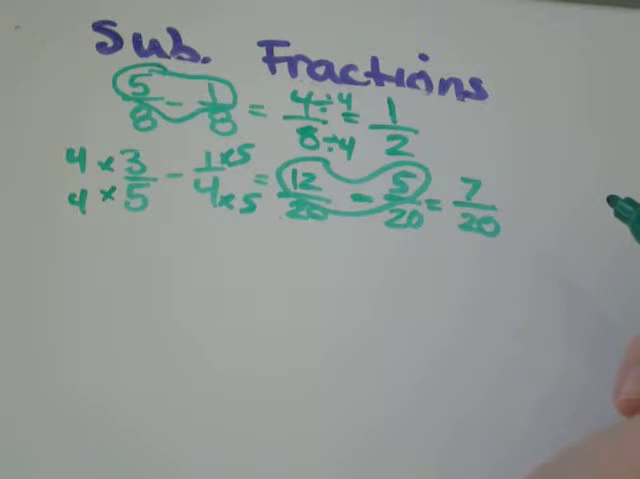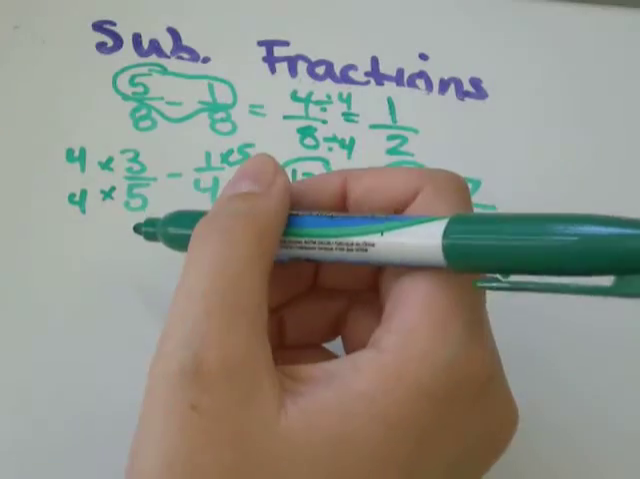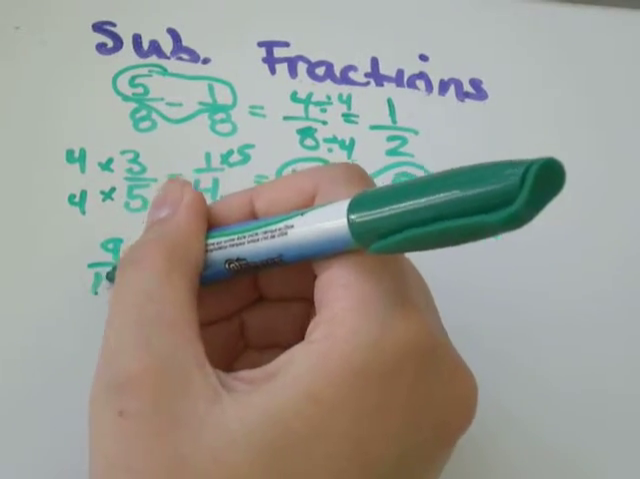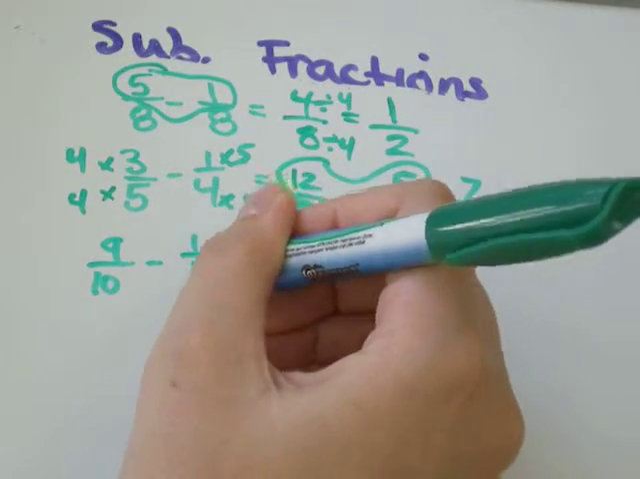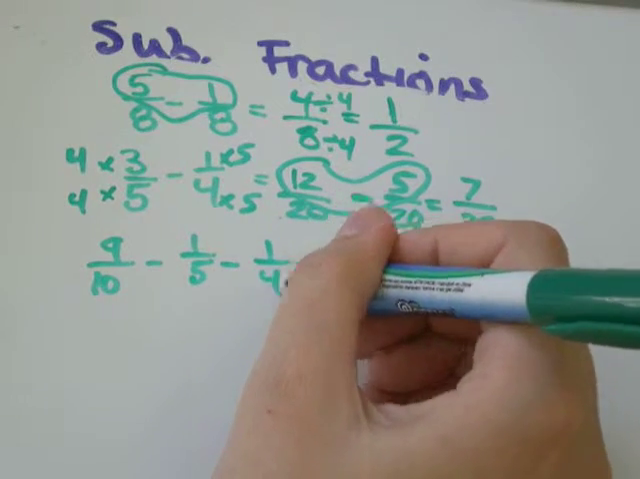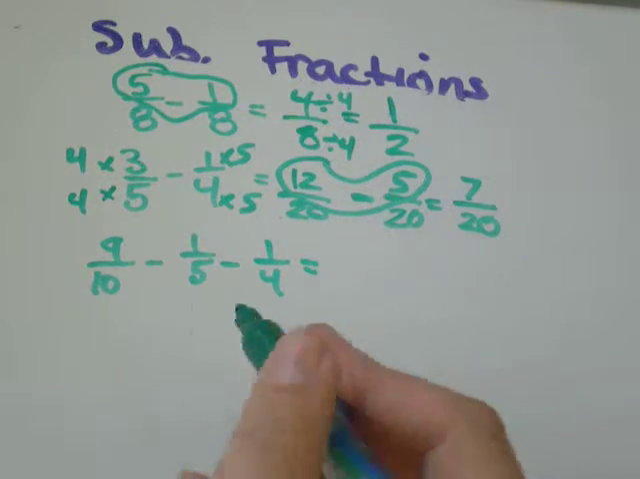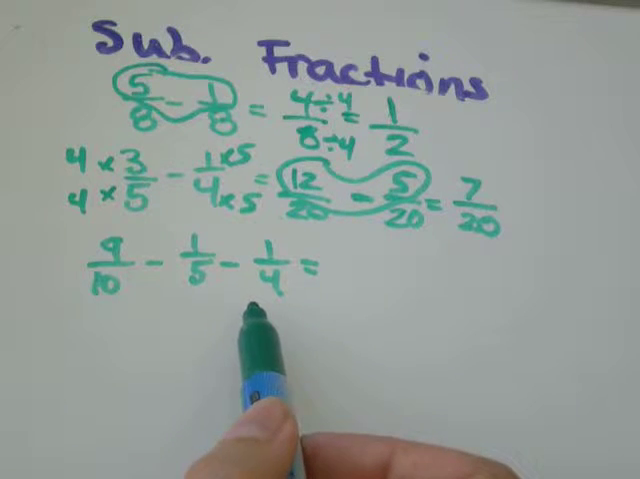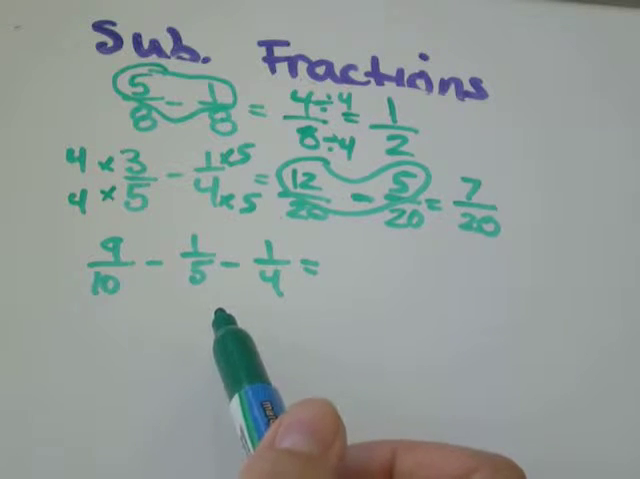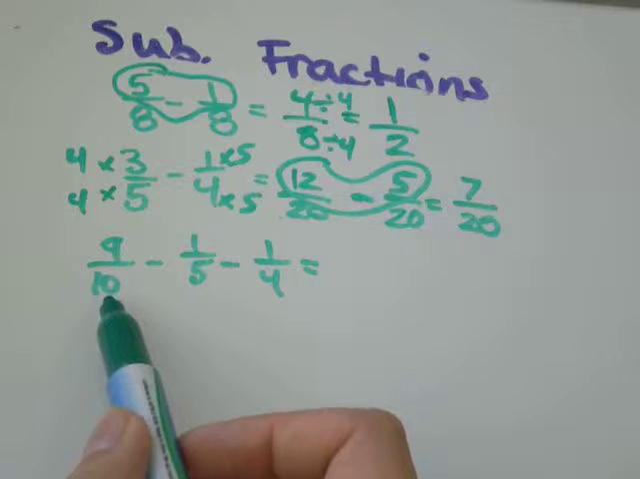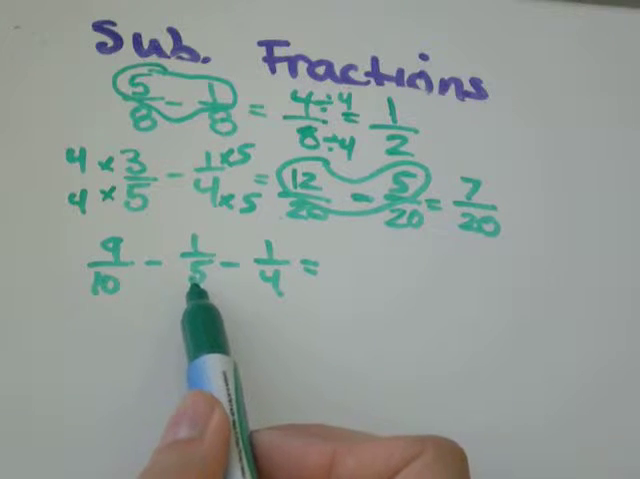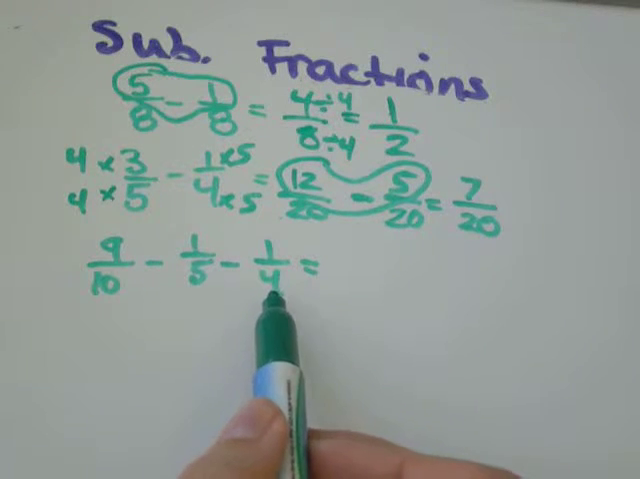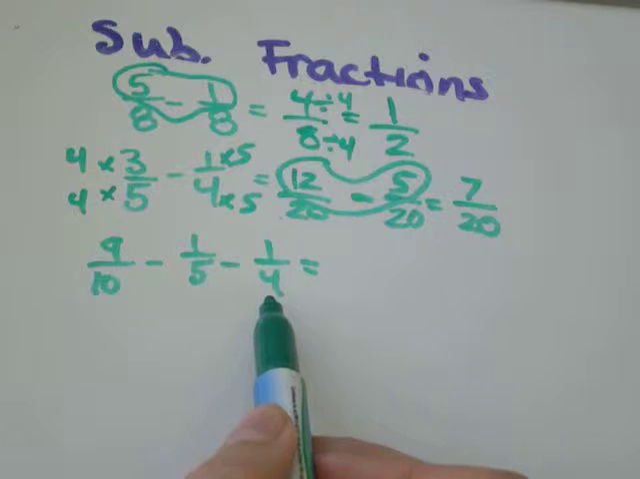Let's do one where you have 3 numbers that are being subtracted. I had 9/10 minus a fifth minus a quarter. We need a number that is divisible by 10, divisible by 5, and divisible by 4. Well, off the top of my head, I would say 20 is probably a number that would work for a common denominator. 20 divided by 10 is 2, 20 divided by 5 is 4, 20 divided by 4 is 5.